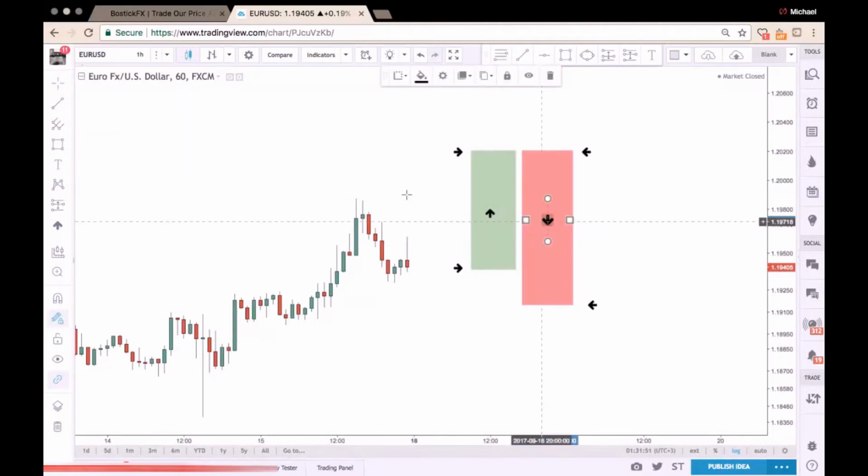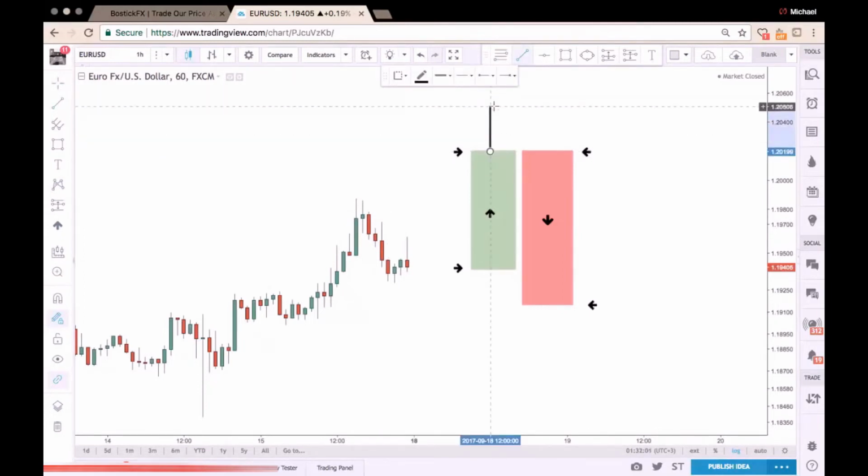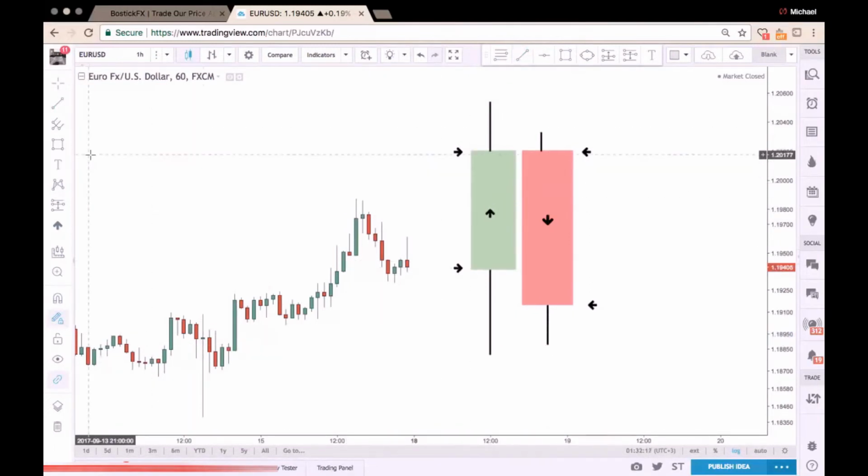Okay. Now, what did the little lines on the end mean? Those are called wicks. Sometimes they're short, sometimes they're long, right? What a wick means is, let's imagine this is a 12 o'clock candle. So from 12 to 1 o'clock, this is the candle.